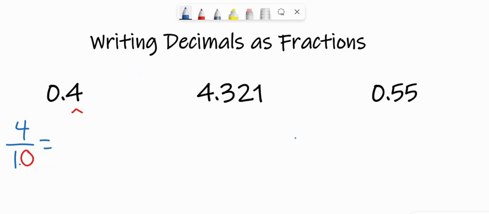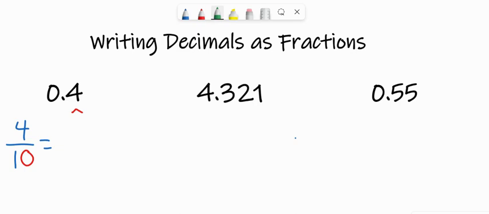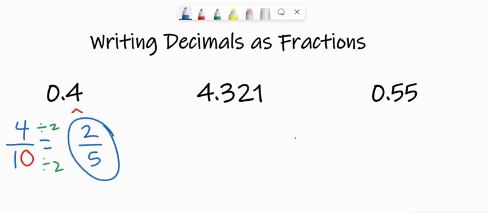So 4/10, that reduces, right? You can divide them both. You can divide the top by 2 and the bottom by 2, and you get 2/5. And that's my final answer.